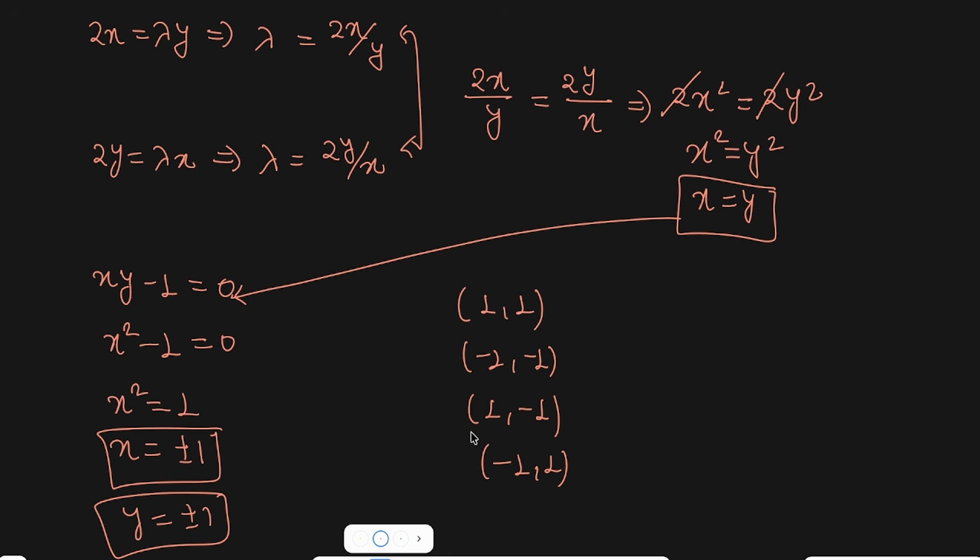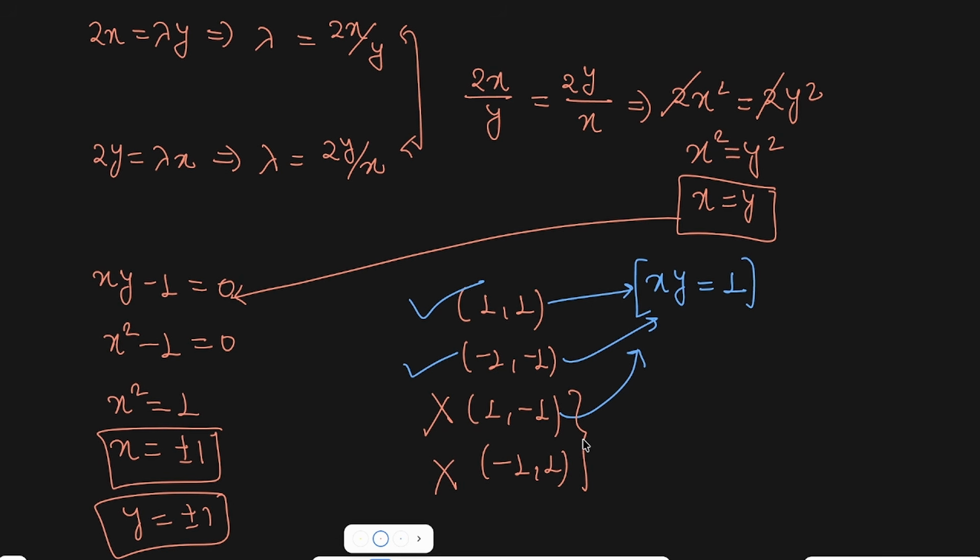I have to check whether my critical points satisfy the condition or not. What is the condition? My condition is xy = 1. Now when you put (1, 1), it is satisfying. When you put (−1, −1), (−1)(−1) is 1, this is also satisfying. But when you put 1 and −1, this is not satisfying. So I can't use these. It means at these points an extremal will not exist.